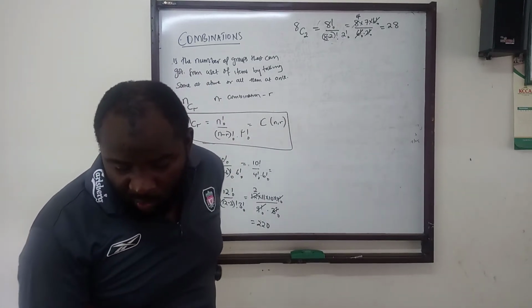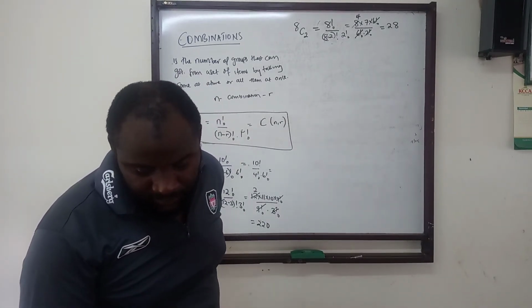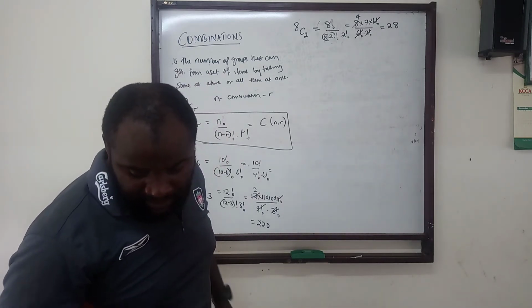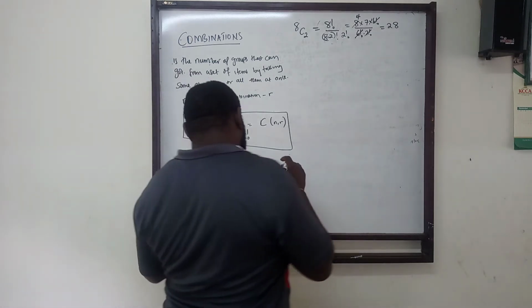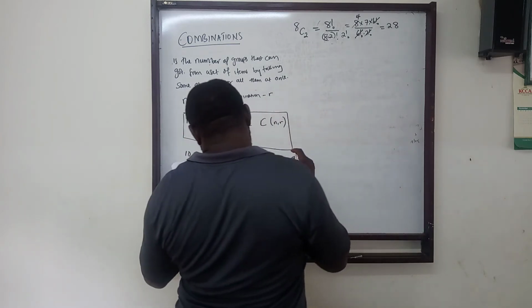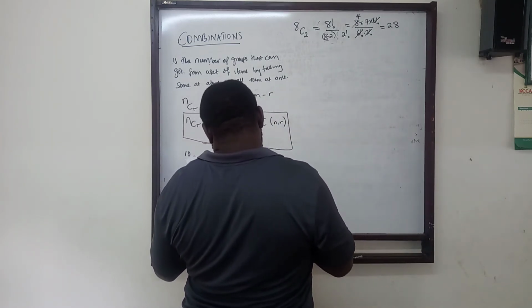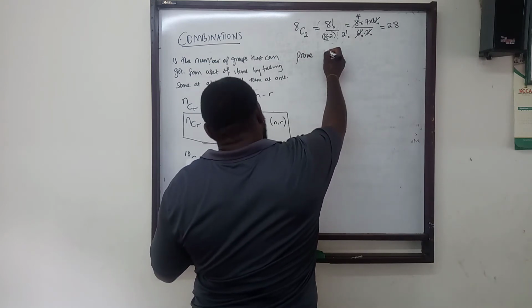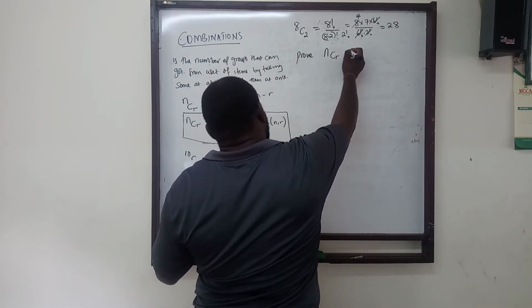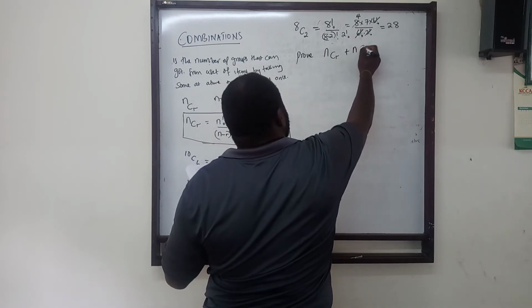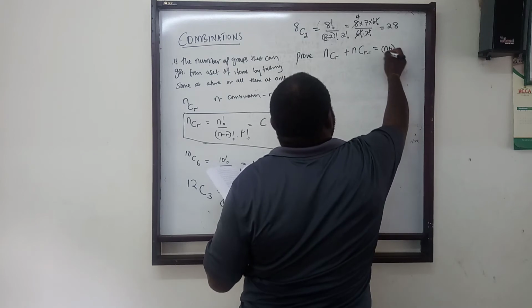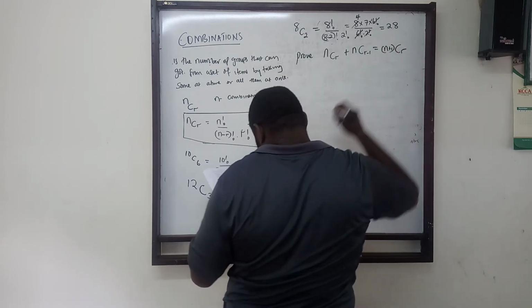Furthermore, we can have combinations. We can combine 2 items. They can give you an expression to simplify or to prove. For example, there is a question here. Prove that n combination R plus n combination R minus 1 is actually n plus 1 combination R.